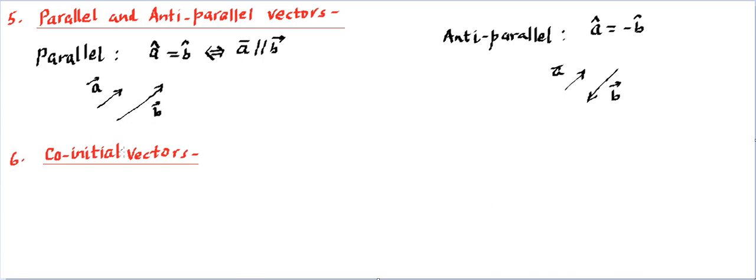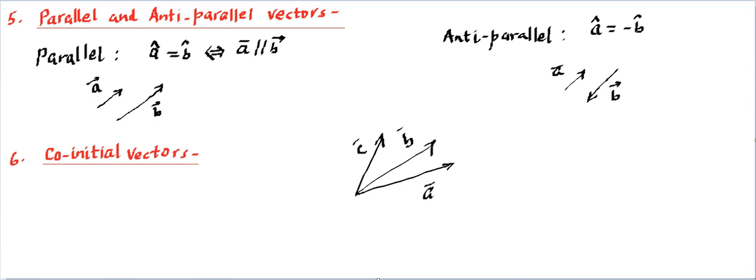The next categorization is co-initial vectors. If we have more than two vectors and they start from the same point, they are known as co-initial vectors. The name itself says everything. Let's say this is vector A, which starts from this point, and there is a vector B also starting from the same point, and another vector C also starting from the same point. Then we say A, B and C vectors are co-initial. Co means same, initial means initial location. So if the initial locations, or tail points, are the same, then we say the vectors are co-initial vectors. Making sense?